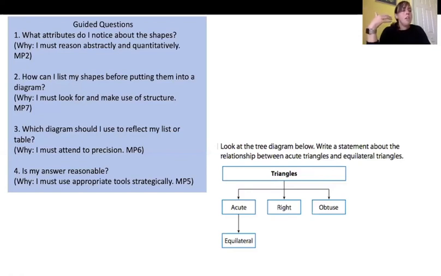So thinking through that, it says, which diagram should I use to reflect my list or table? Why? I must attend to precision, Math Practice 6. Well, the tree diagram is already used, and I have just verified that an equilateral triangle is a subcategory of acute triangles, and of course, acute triangles are triangles. So I'm able to use that diagram to really verify that. And as I'm thinking through this, this is kind of how I would answer this question.